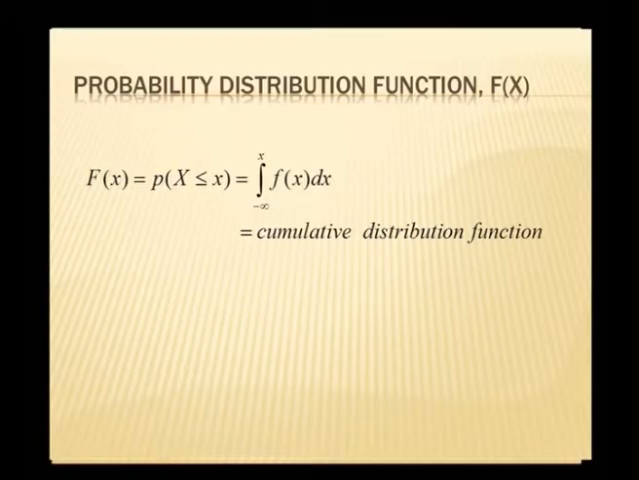Second thing is the probability distribution function. What is the meaning of distribution? Whenever you are given any random variable x, we call this the cumulative distribution or simply the probability distribution. It is defined as the probability that x is less than or equal to small x. It is defined as the integral from minus infinity to x of f of x dx.